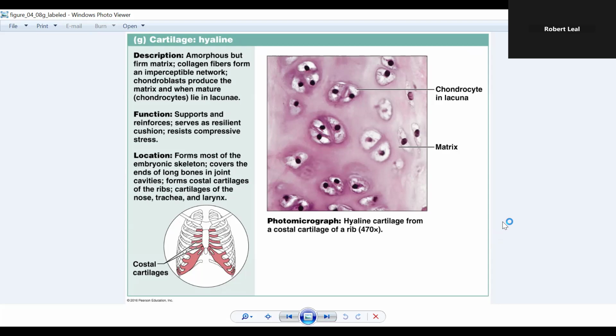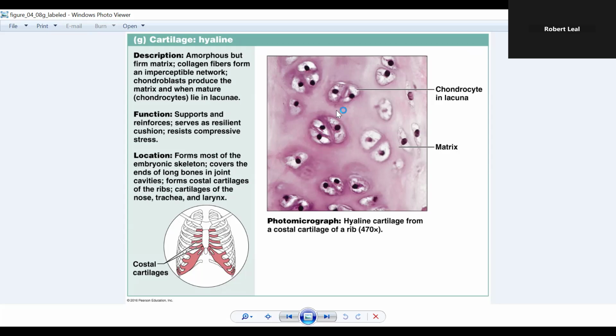It helps keep the airway open. You also find it lining your sternum to your rib cage. So that way when you breathe in, it allows your rib cage to expand out. And again, the function is to allow a little bit of rigidity and yet be somewhat pliable. Also, you find this like in the tip of your nose and the end of your long bones.